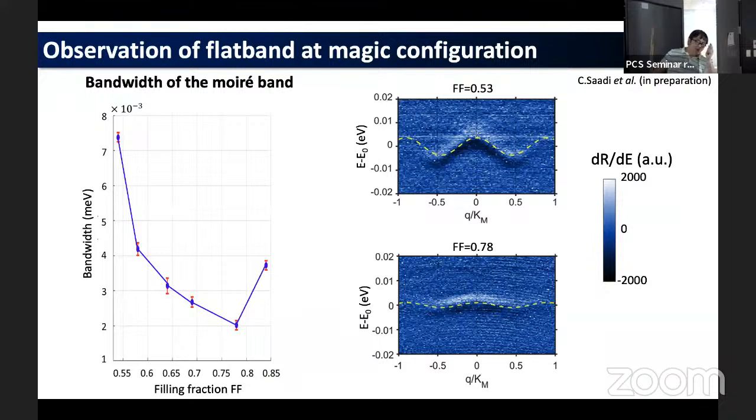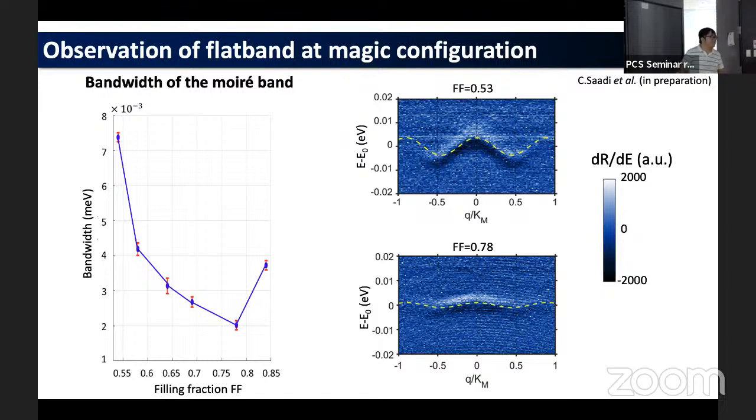And now we focus on the moiré band and we change the filling fraction. So you can see here that by changing the filling fraction, we can reduce the bandwidth, up to 2 meV. So 2 meV is really, really small compared to this scale. So you see we have an almost flat band. So we are observing an almost magic configuration. Maybe it's somewhere here, but then we need to fine tune the filling fraction more.